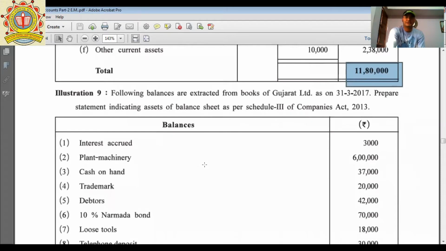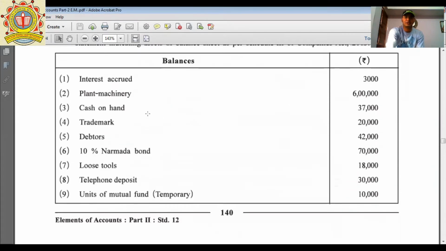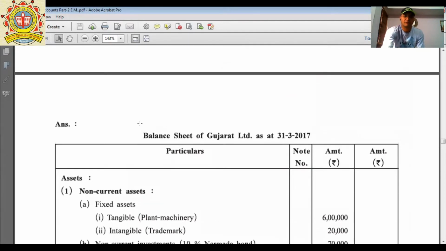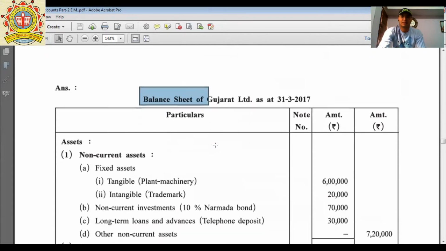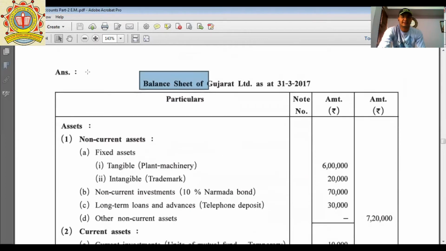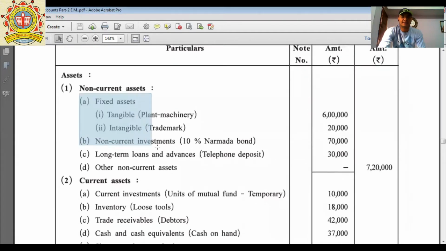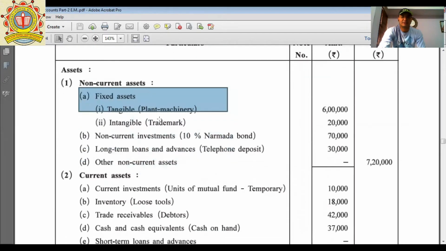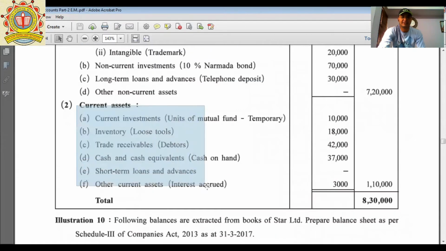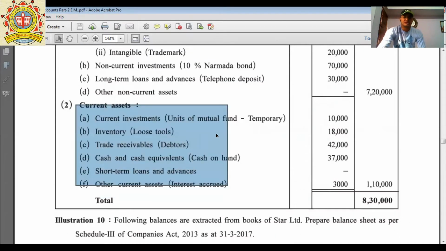Again, prepare a statement indicating the assets of the balance sheet. So now again we have to prepare the format: balance sheet of Gujarat Limited as on 31st March 2017, particulars, note number, amount. Assets, non-current assets, these are the non-current assets. Then after current assets, these are the current assets. So I have prepared the format first. Then after, the remaining part is the amount.